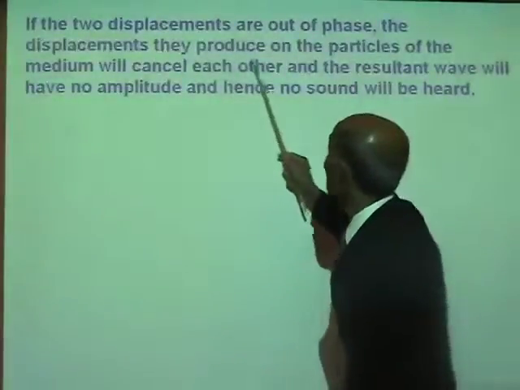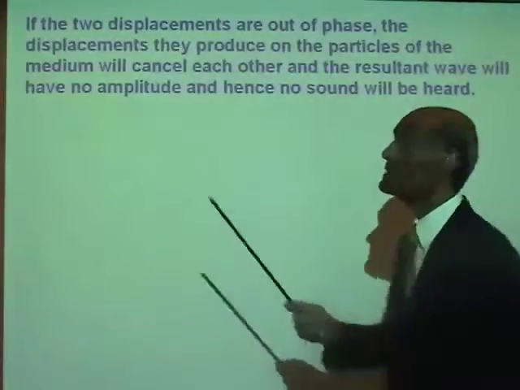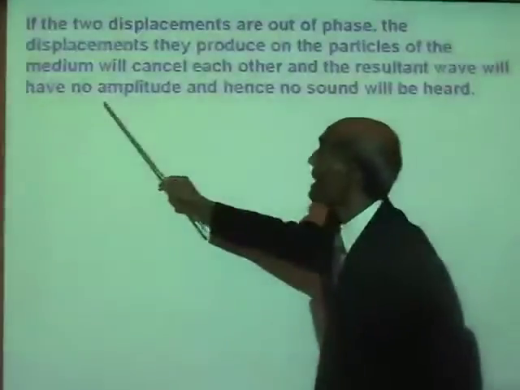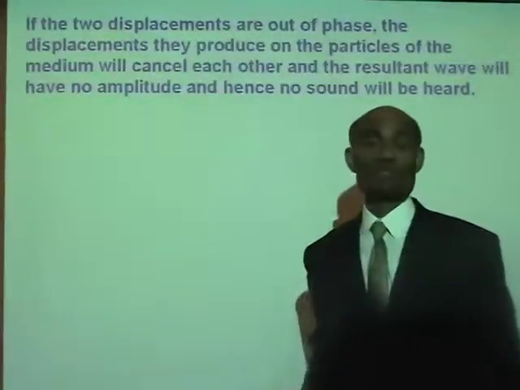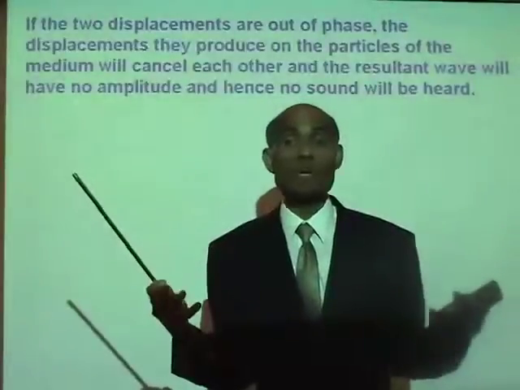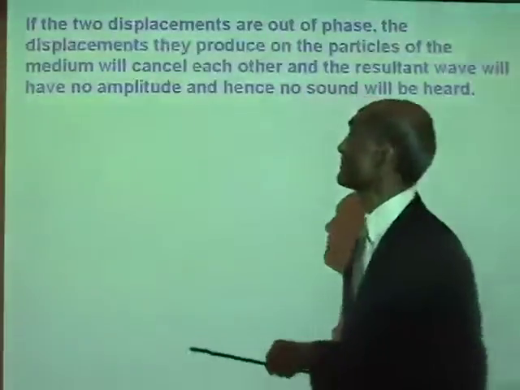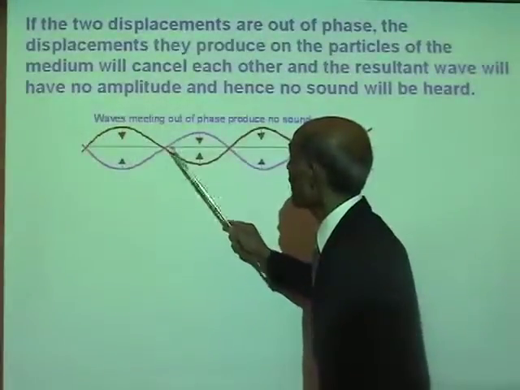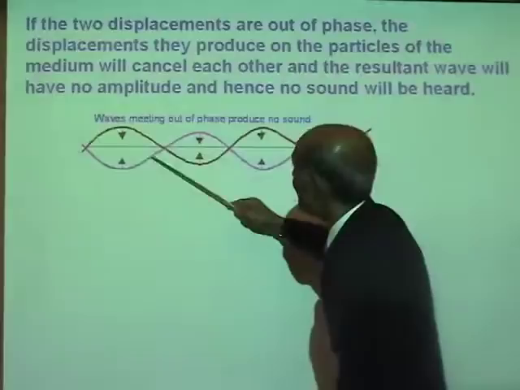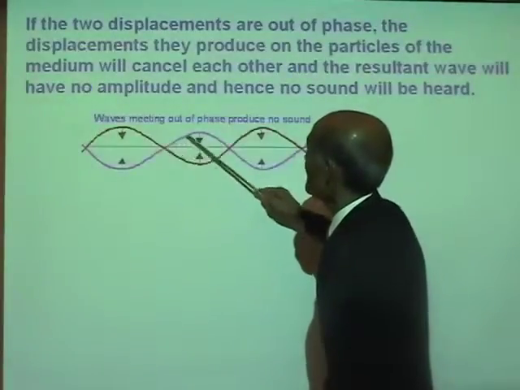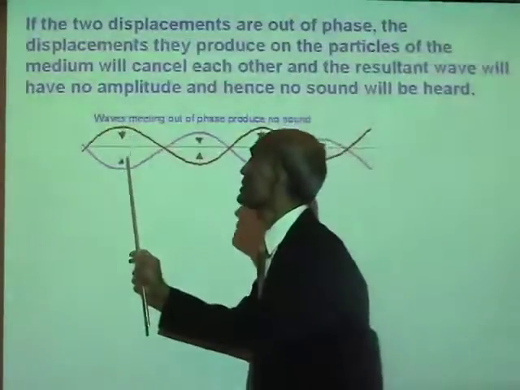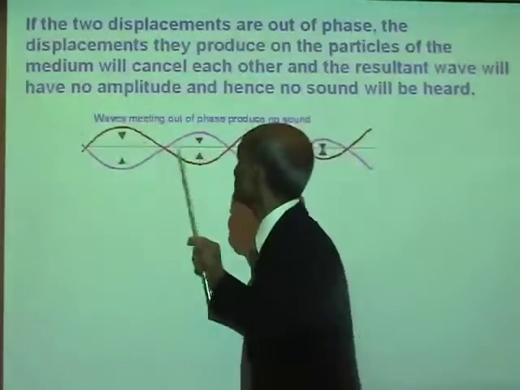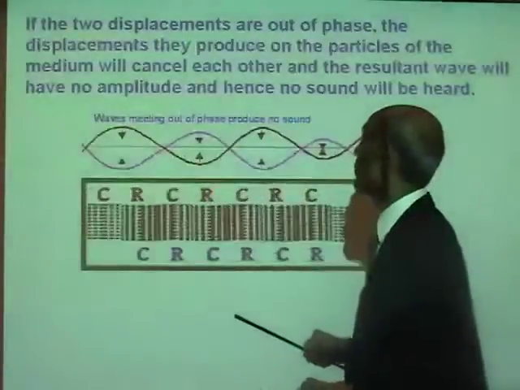If the two displacements are out of phase, what will happen? The displacements they produce on the particles of the medium will cancel each other and the resultant wave will have no amplitude. If the resultant wave has no amplitude, it means there will be no sound. Alright, now the compression of one wave falls on the rarefaction of the other wave. You see that? That means the displacements produced on the particles are completely opposite. They will cancel each other. There will be no wave.